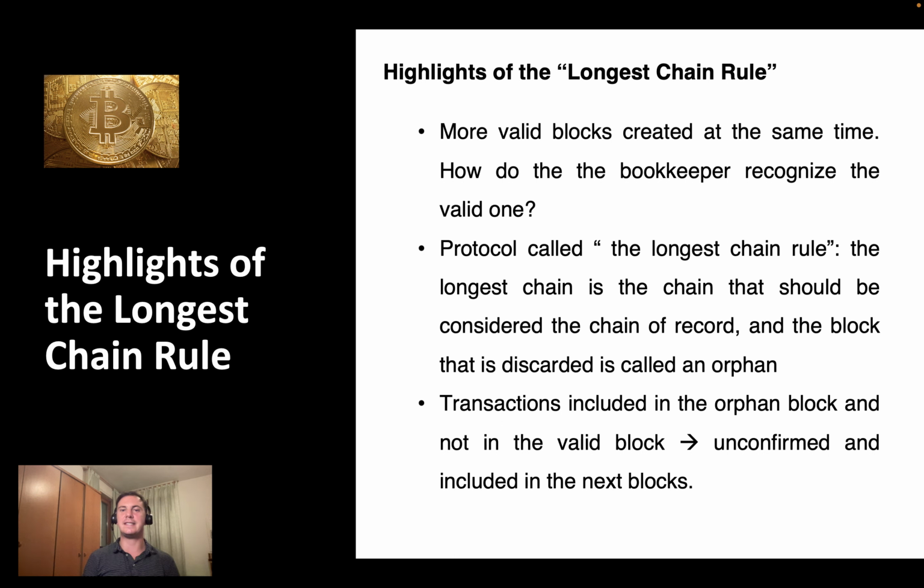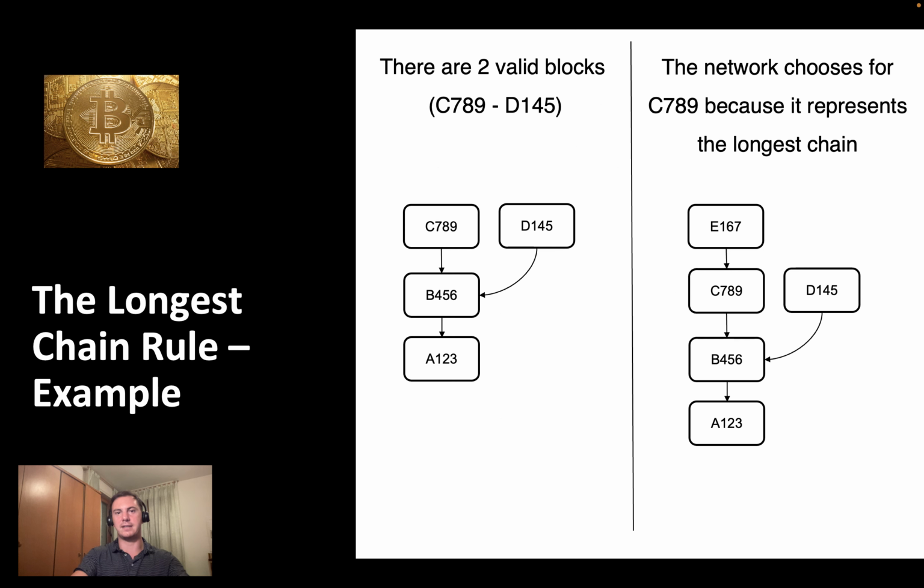And the block that is discarded is called an orphan. The transactions included in the orphan block and not in the valid block will be considered unconfirmed transactions and included in the next blocks. Let's look at an example. If we have a situation that after block B456 there are two valid blocks, C789 and D145, how can my node say which is the right one?